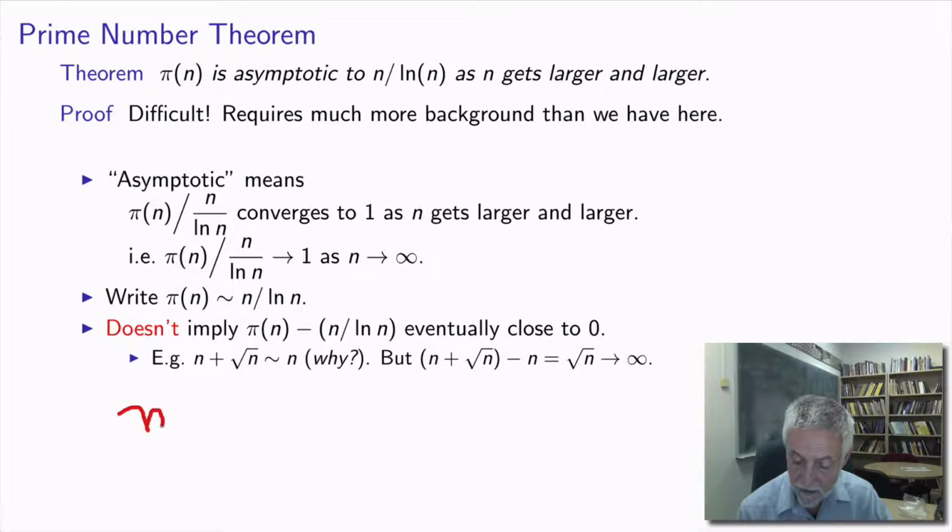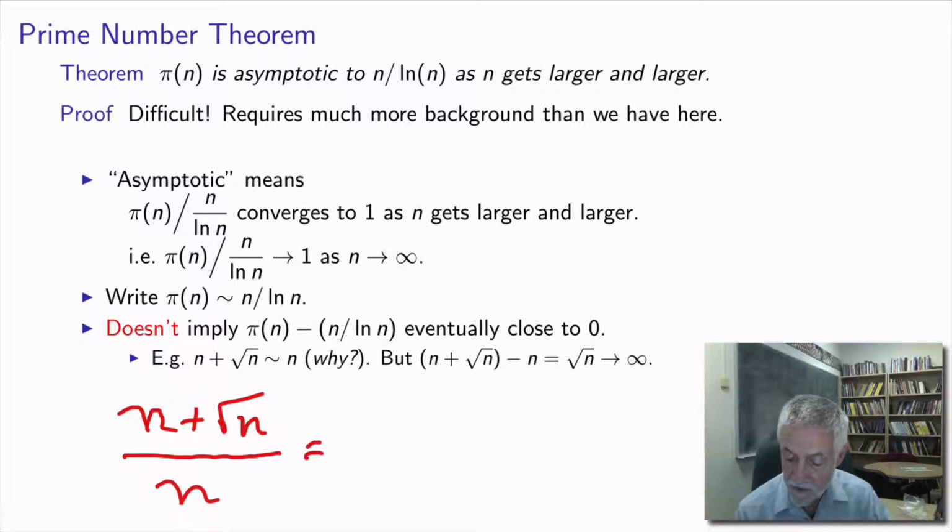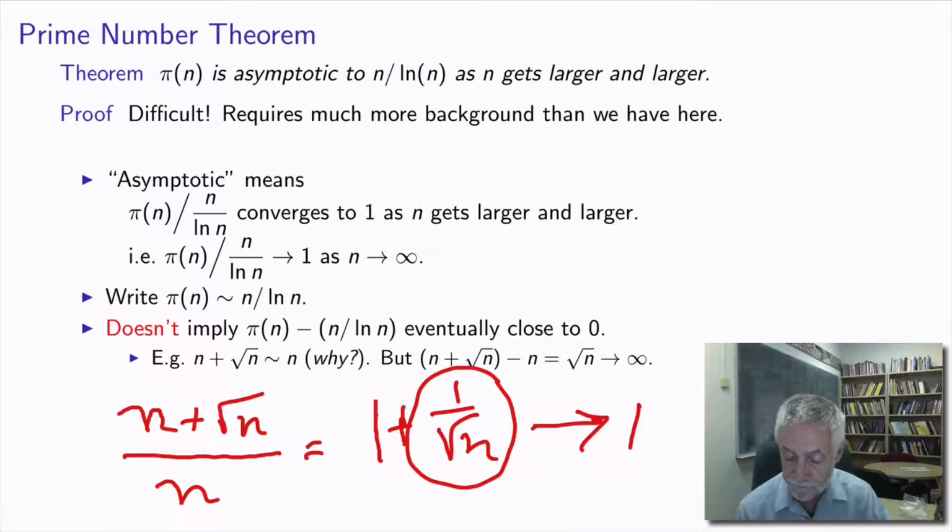If I take n plus the square root of n, I claim that's asymptotic to n, because if I divide by n, that's equal to 1 plus 1 over the square root of n. And as n approaches infinity, that will approach 1, because this term is getting smaller and smaller. So n plus the square root of n is asymptotic to n. But the difference, n plus root n minus n, is of course root n, which approaches infinity.